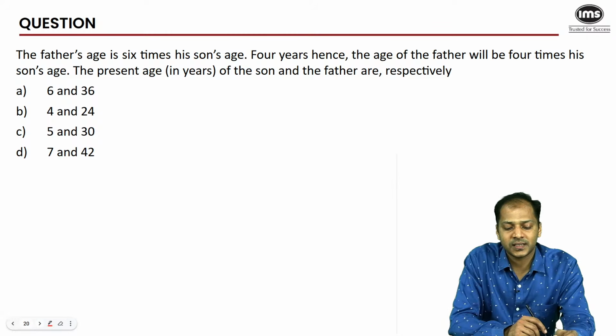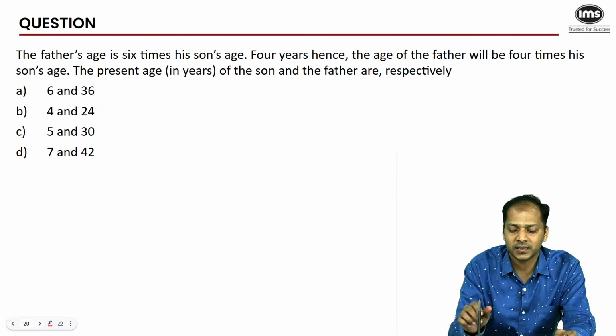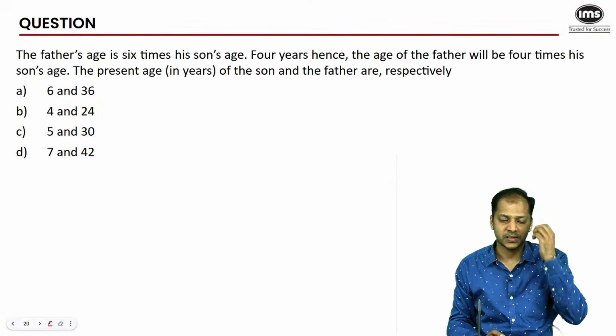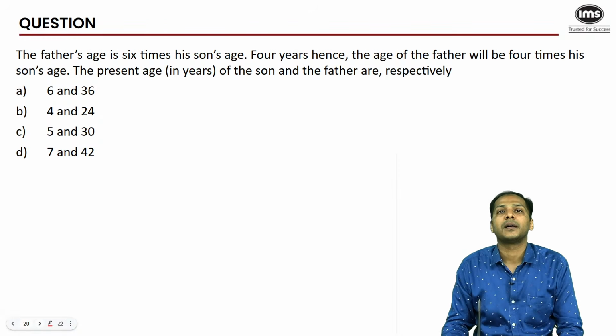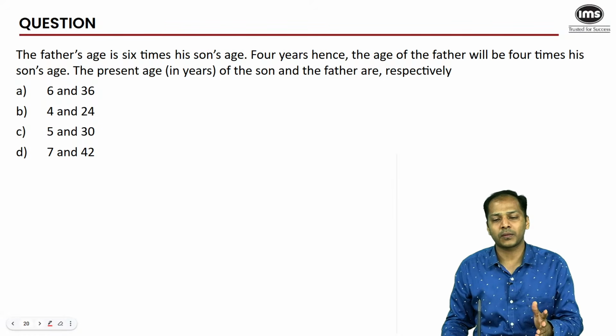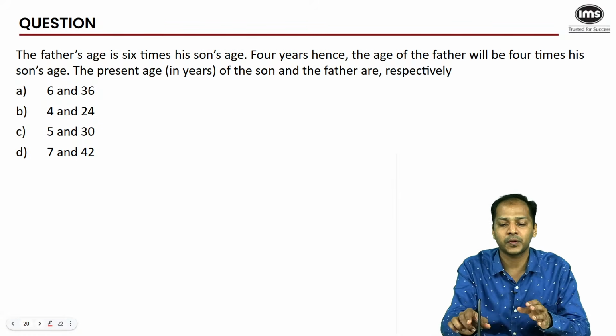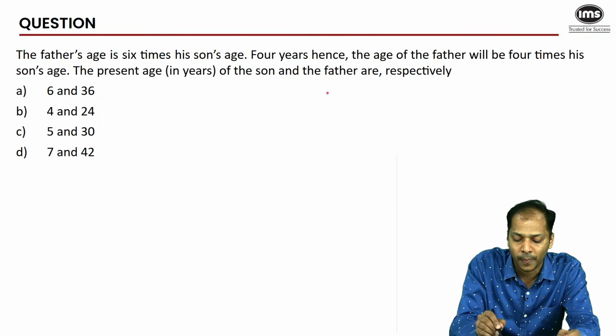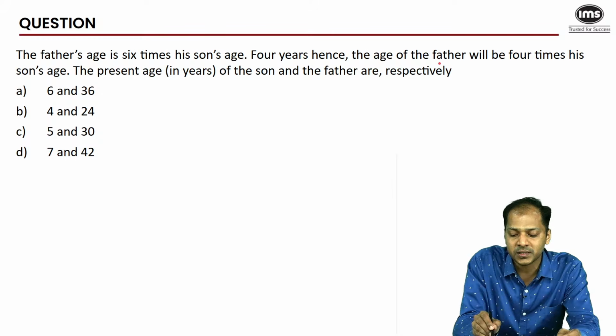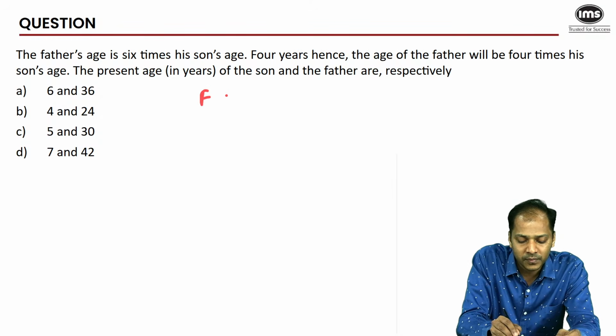A father's age is 6 times his son's age. 4 years hence the age of the father will be 4 times his son's age. The present age of the son and the father respectively are. I would recommend don't solve the equation. Okay, everyone, here use the options. The father's age is 6 times the son's age. If you add 4 years, so father is 6 times the son's age.